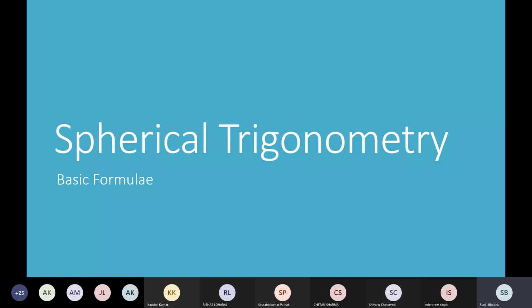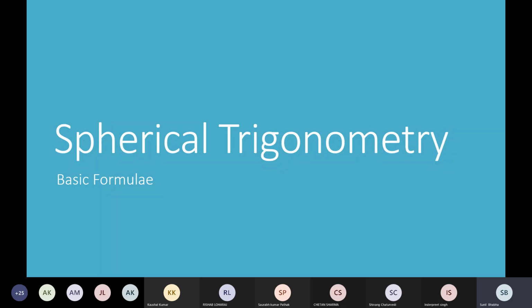Now, before we go into how we solve a great circle sailing question, we have to familiarize ourselves with the basic concepts which are used in solving these types of problems. And those concepts come under spherical trigonometry. So we will be seeing some basic concepts of spherical trigonometry.